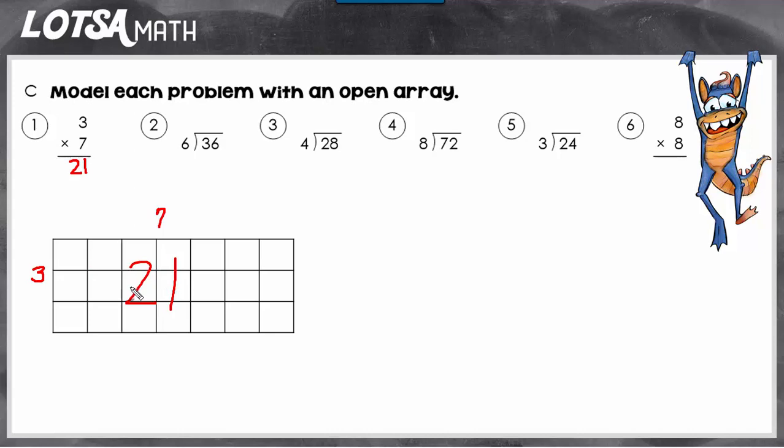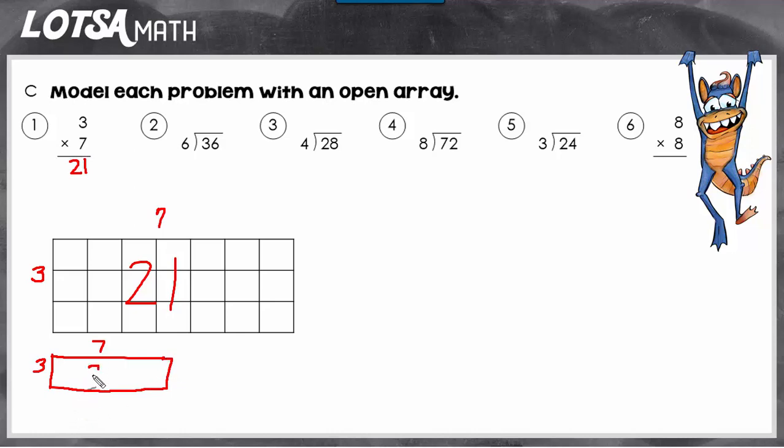So an open array is a more representative way of making it, so you can do it quickly. For an open array, what you would think about is we have 7 columns and 3 rows, or it could be 3 columns and 7 rows. But either way, one side is going to be longer than the other, because one is going to be 7, the other is going to be 3. And then you close it up, and you've made your open array.